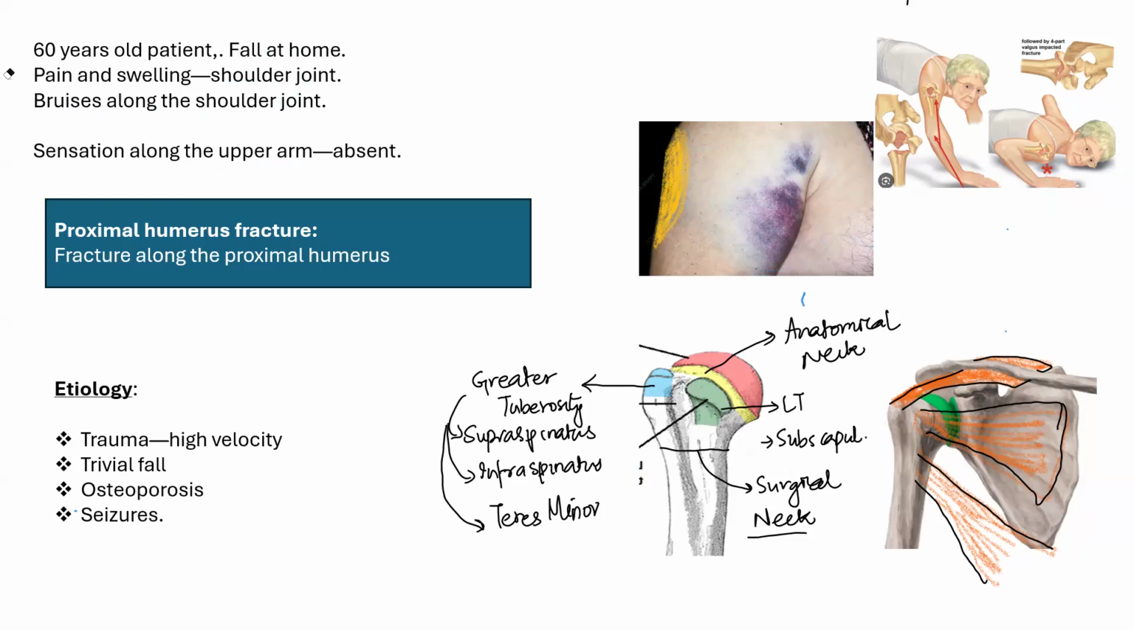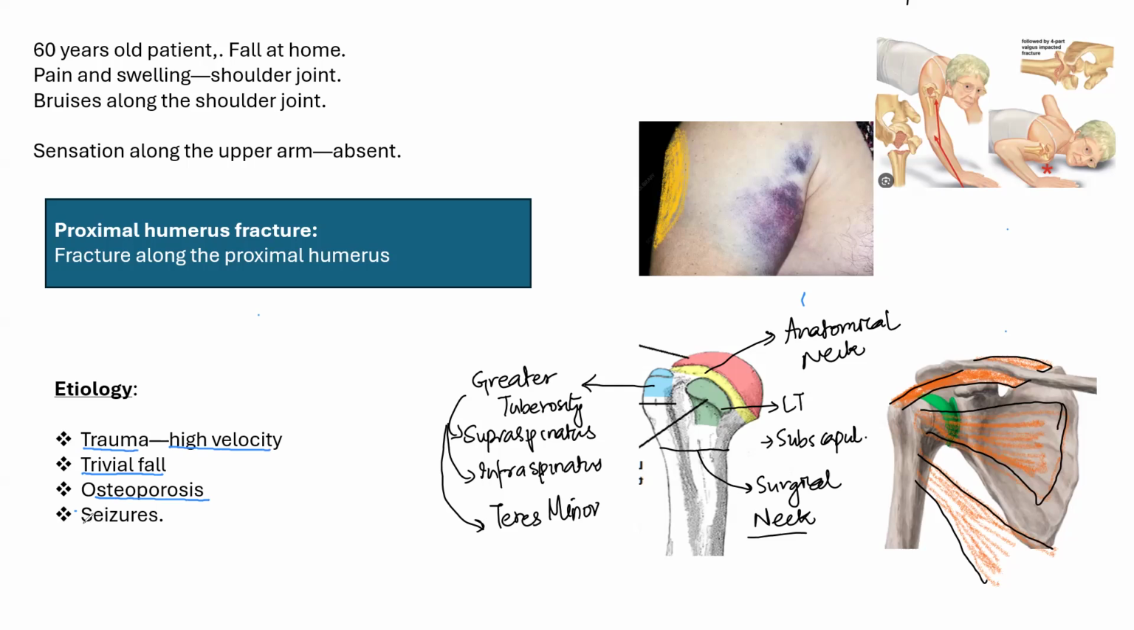Any fracture around the proximal end of the humerus is considered a proximal humerus fracture. What is the etiology of proximal humerus fracture? They may result from very high velocity injury, such as a road traffic accident in a younger individual, whereas in an osteoporotic individual, it is just a trivial fall. In osteoporosis, the patient just falls over the ground from standing height and sustains injury to the shoulder, resulting in proximal humerus fracture.